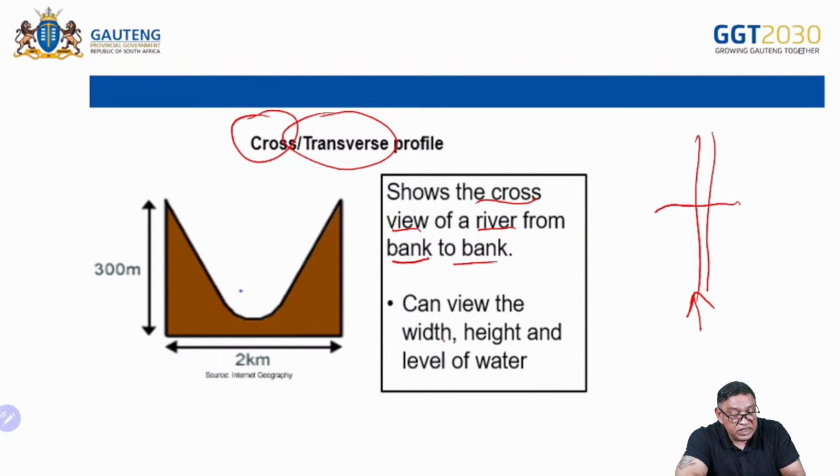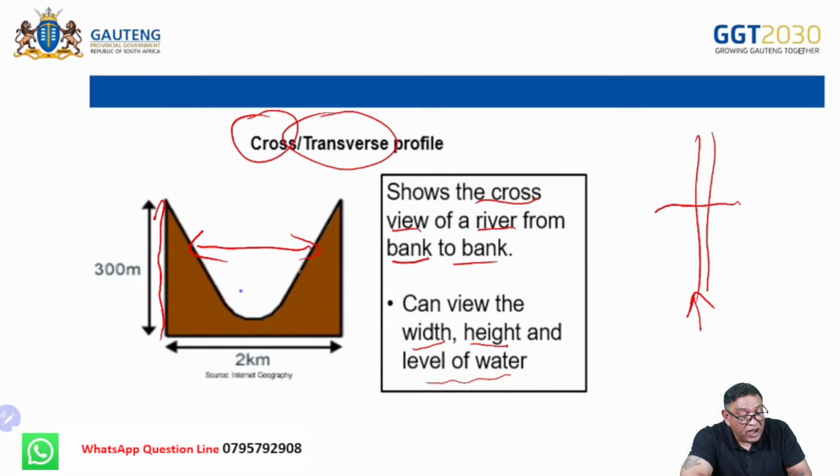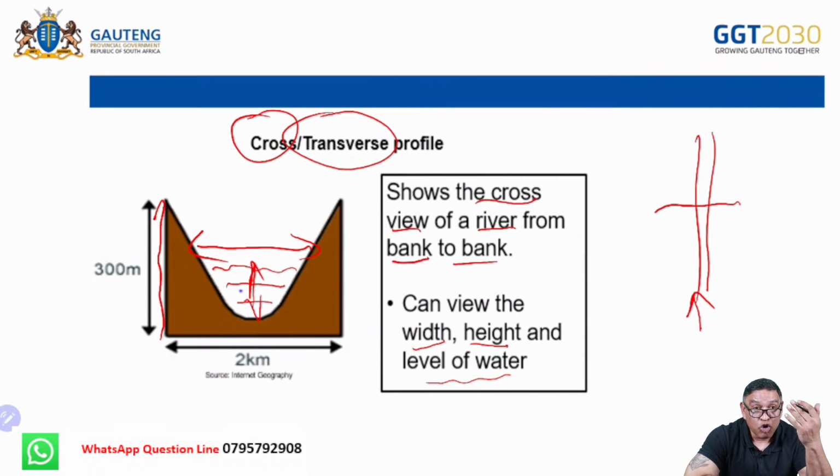We can see the width, can we? Yes. Can we see the height? Yes, it's 300 meters. Can we see the level of water? If I created water in here, I'll be able to see the level, or the depth of the water down there. So that is my cross profile. Okay, so we must be able to differentiate between the two, all right?